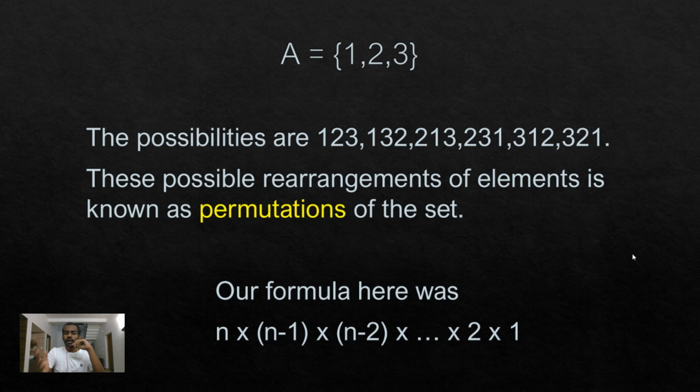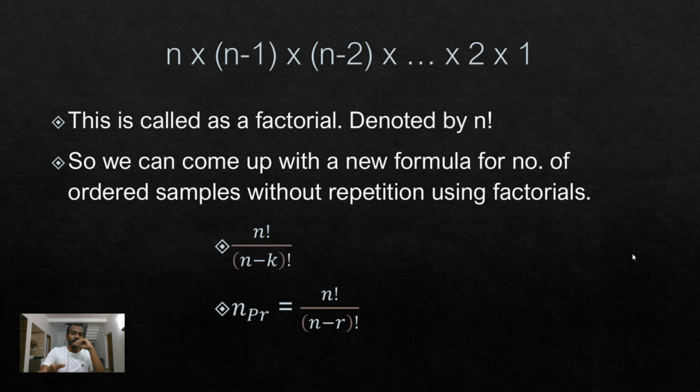Our formula here was n times n minus 1 times n minus 2 times n minus 3, etc., down to 2 times 1. This expression is called a factorial, and we denote it by n and an exclamation sign. We call it n factorial. So we can come up with a new formula for the number of ordered samples without repetition using factorials. That is n factorial divided by n minus k, the whole factorial. We commonly say it as nPr, that is the number of permutations of n elements taken r at a time. That equals n factorial by n minus r, the whole factorial.